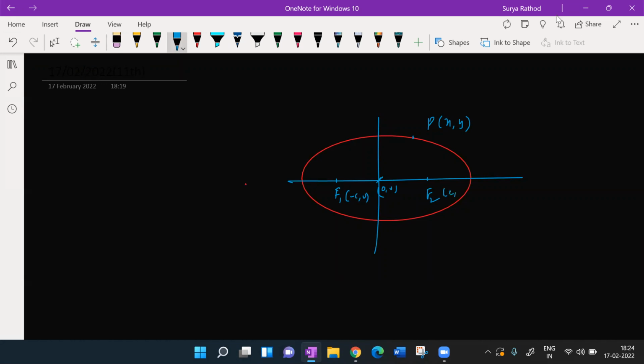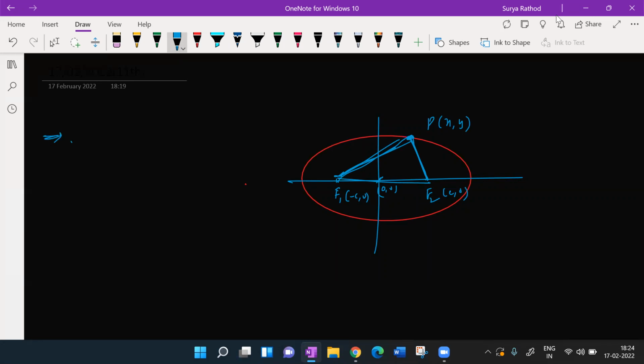Now, what is the distance between F1 and P? And what is the distance between F2 and P? Because the sum of this distance and this distance is equal to what? 2a. Correct? The sum of the focal distances of any point on the ellipse is equal to the length of the major axis. What is the length of the major axis? a plus a, 2a. Perfect.